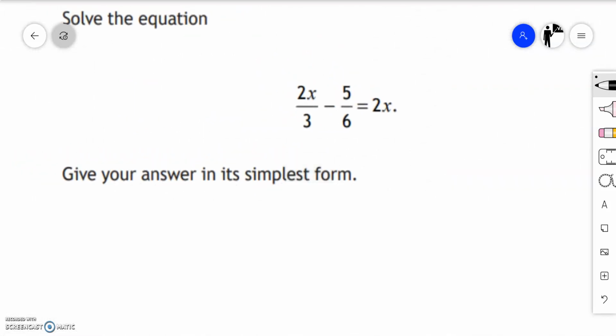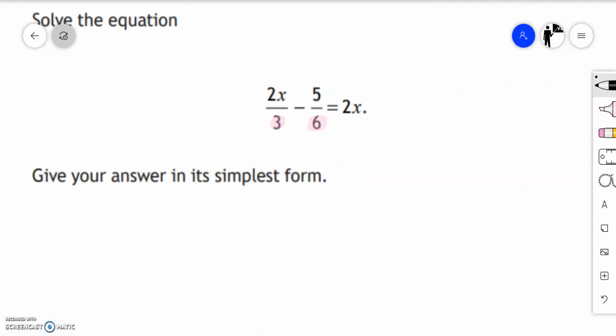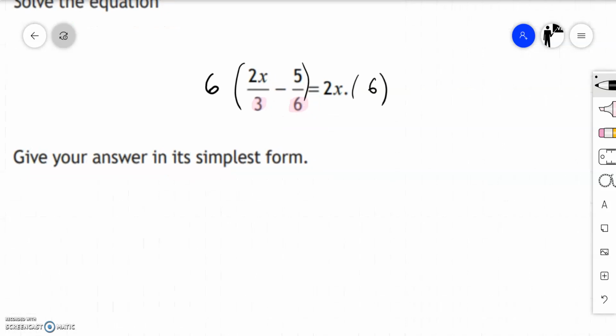Okay, so here's another problem taken from a past paper where we've got 2 fractions. So we want to multiply both sides of the equation by the lowest common multiple of 3 and 6. So the lowest common multiple of 3 and 6 is 6. So I'm going to multiply this side by 6. I'm going to multiply this side by 6. Multiplying this through, I'm going to get 12x over 3. Well, that's 4x. Multiplying this by 6, I'm going to get minus 30 over 6, which is 5.